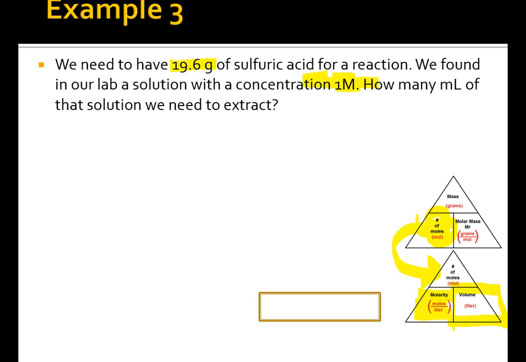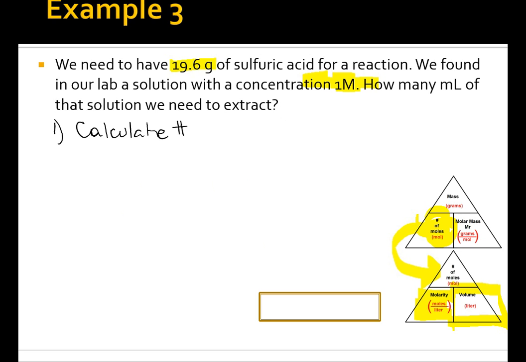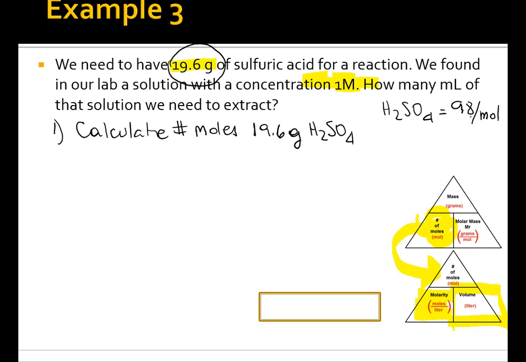So let's do the first step. The first step will be calculating the number of moles present in this amount of grams, 19.6 grams of sulfuric acid. We know from exercises before that the molar mass of sulfuric acid is equal to 98 grams per mole. That means that in 98 grams of sulfuric acid we have exactly 1 mole. You can do the calculations here.